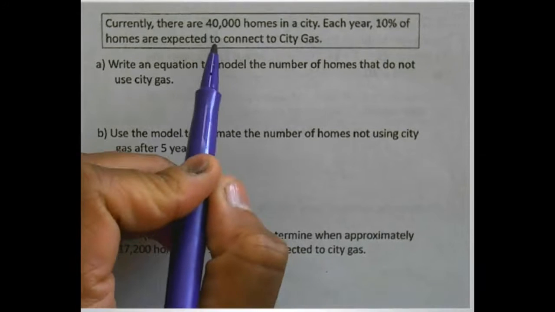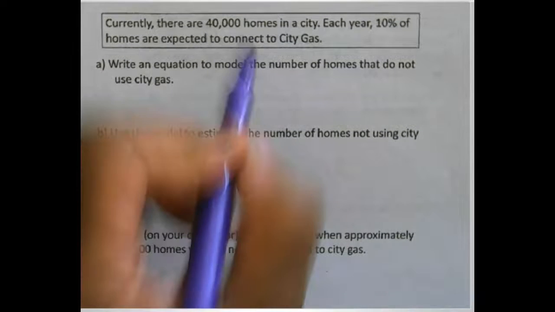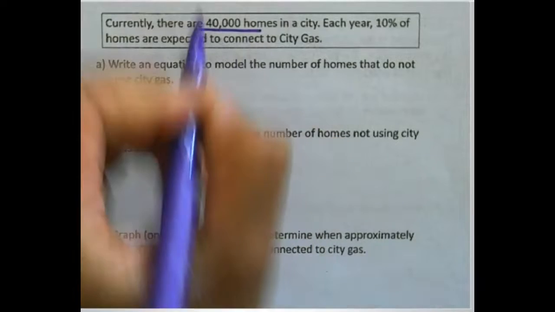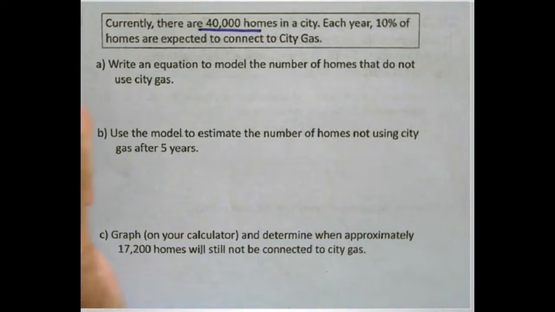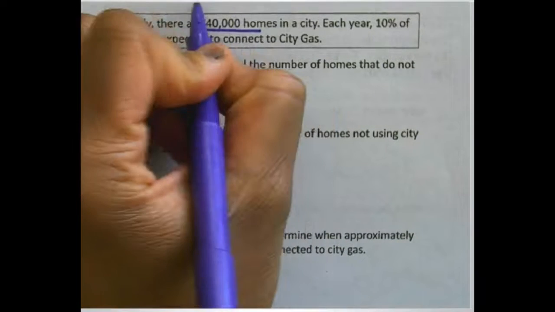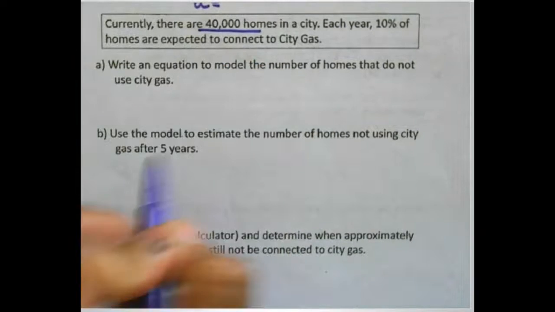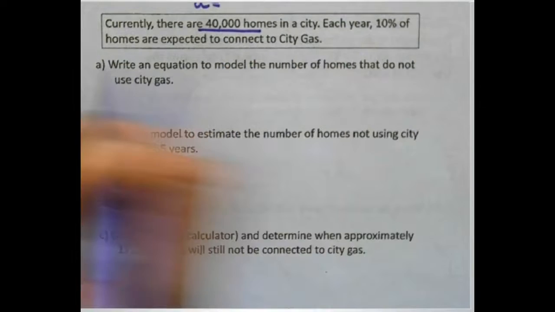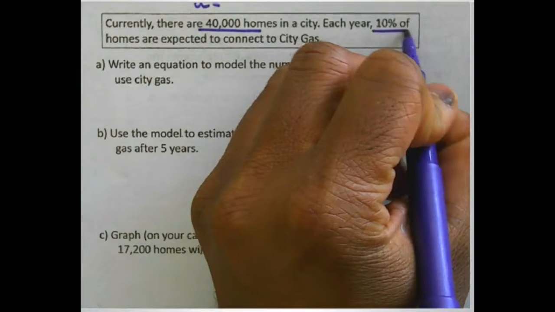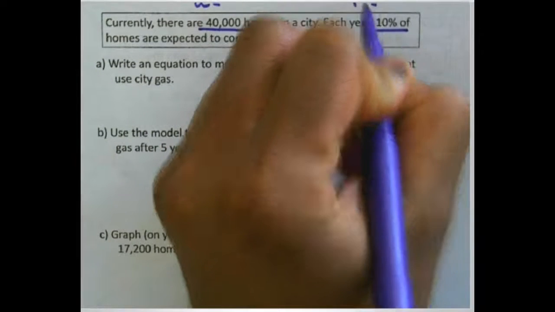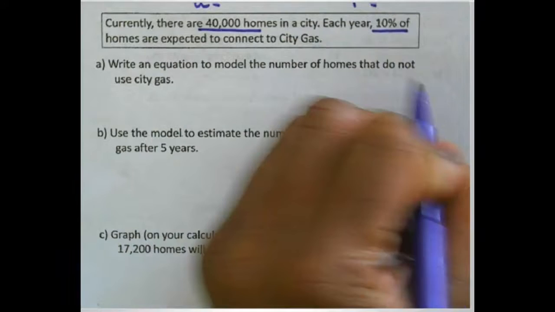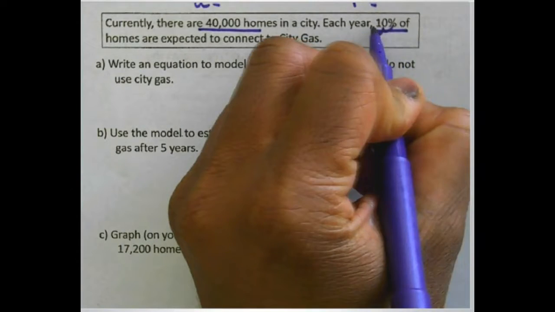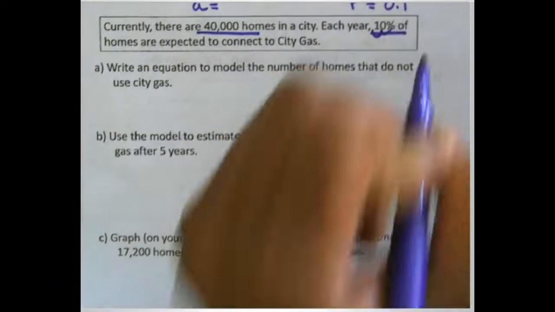Currently, there are 40,000 homes in a city. 40,000 homes. Delightful. What does that sound like to me when I'm looking at those variables? It sounds to me like that is my initial amount. Each year, 10% of the homes. So let's go for this 10%. That sounds like an R. However, one reminder, whenever you have a rate, you're going to move the decimal point over twice. So it's going to be 0.1 for that.